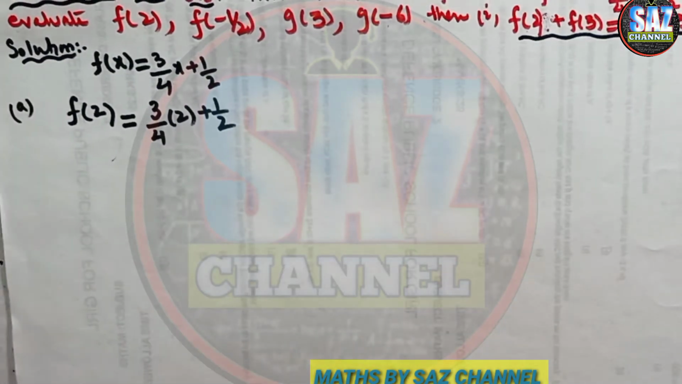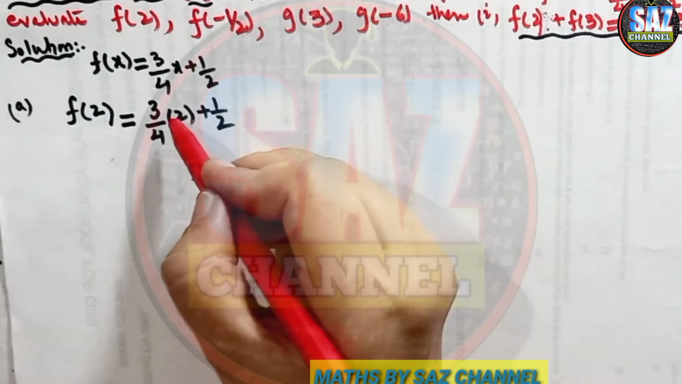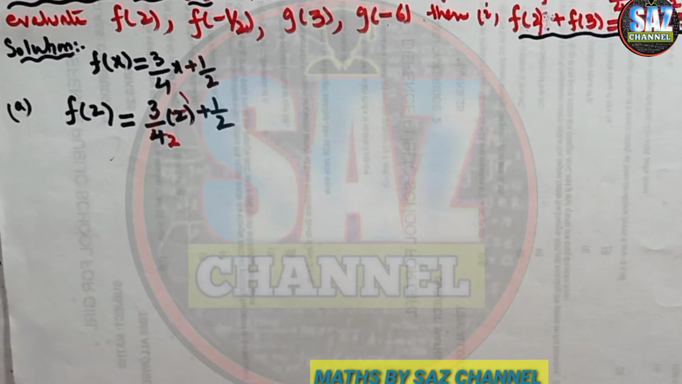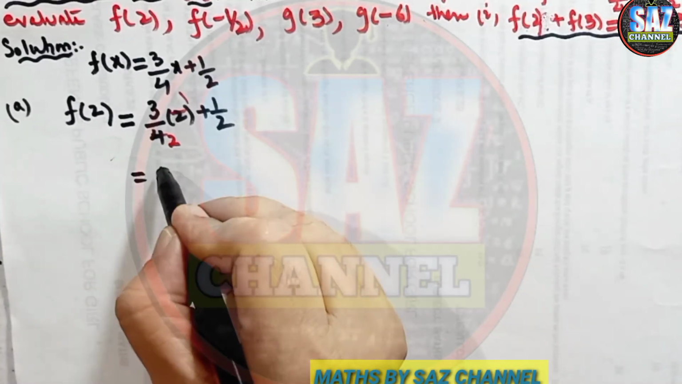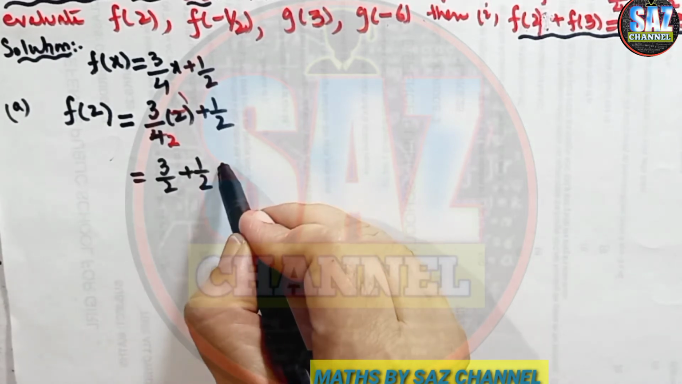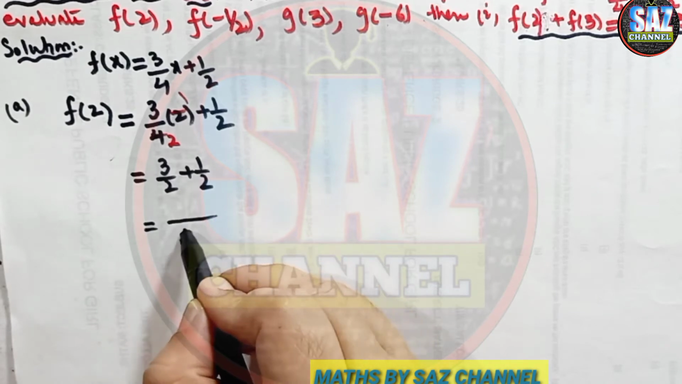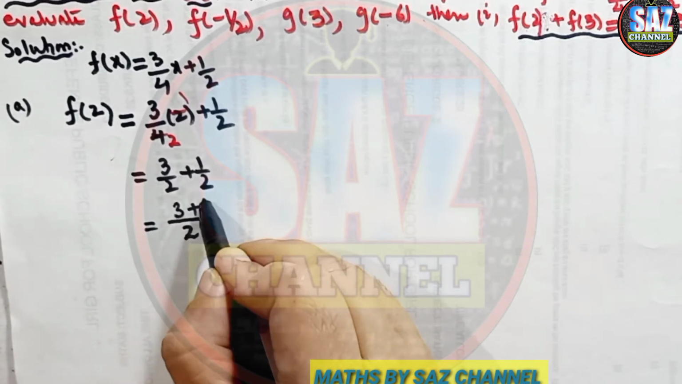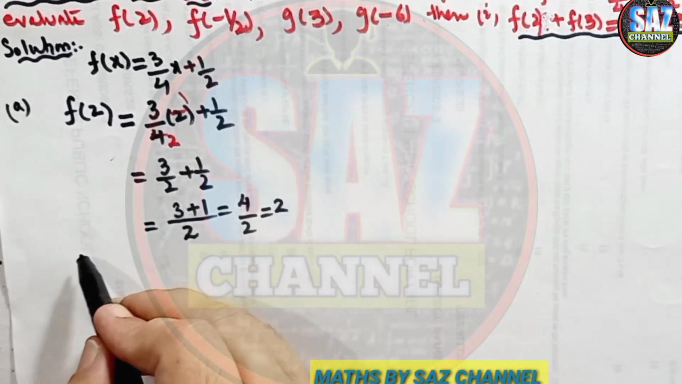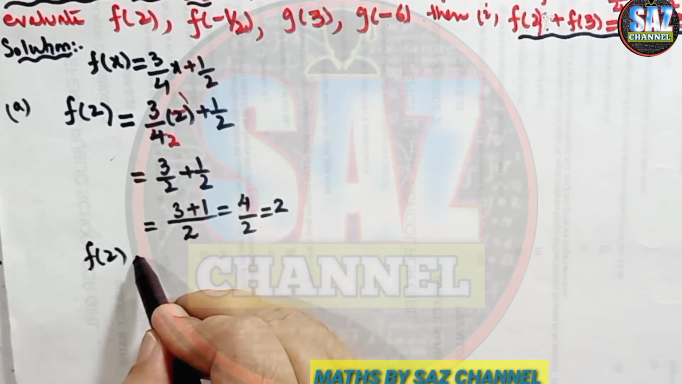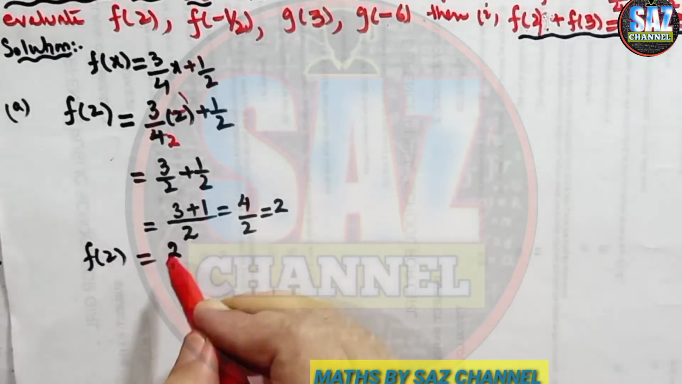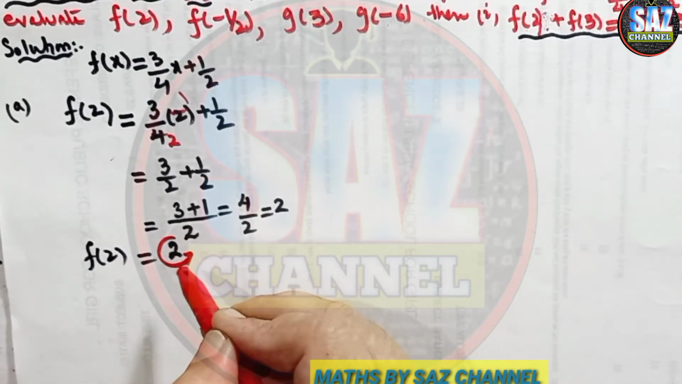Now we can see that this 2 and 4 can easily be simplified: 2 ones are 2, and 2 twos are 4. Always simplify your question before moving to the next part. It will take the form 3 by 2 plus 1 by 2. Both the fractions have the same denominator 2, so add them up: 3 plus 1 is 4 by 2, which is equal to 2. So the value of f of 2 is equal to 2, and it's better to box this value, because we have to use it in the next part.